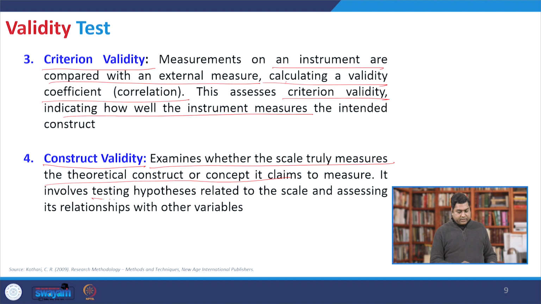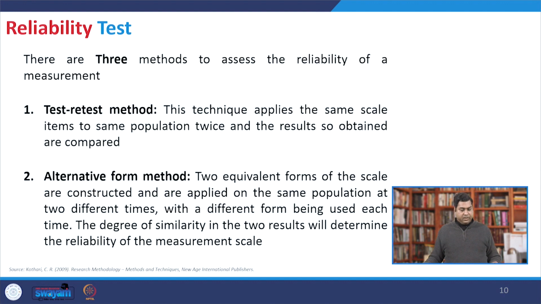It involves testing hypotheses related to the scale and assessing the relationship with other variables. So again, it is something where there is already some sort of hypothesis existing, and you just match it with that, whether your construct design measurement scale is making that validity, which is referred to as construct validity.